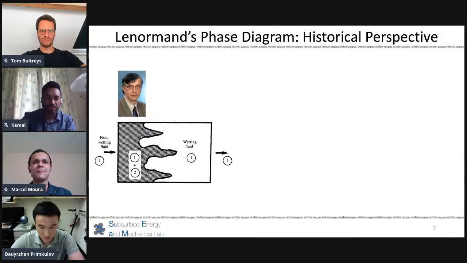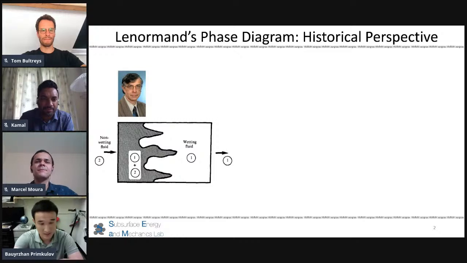So I'll start with a bit of a historical perspective. Lenormand and co-workers back in the 1980s started working on this problem of pattern formation during fluid displacement in porous materials. The system that they had in mind is a linear displacement cell where they would saturate the porous media with the wetting fluid and start injecting a non-wetting fluid at different flow rates.